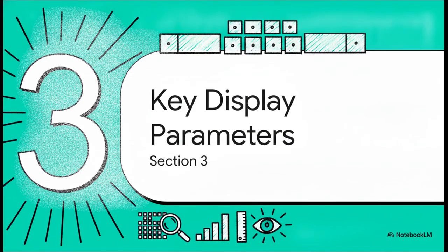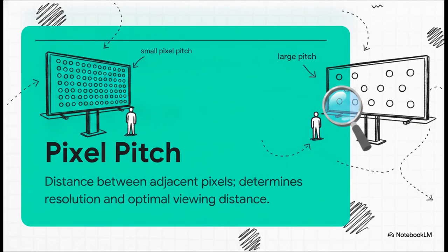Let's move on to Section 3, Key Display Parameters Explained. The most fundamental metric you're going to hear about is pixel pitch. That's simply the physical distance between adjacent pixels on the screen. But why does that matter? Well, it directly determines the resolution and the optimal viewing distance of your display.